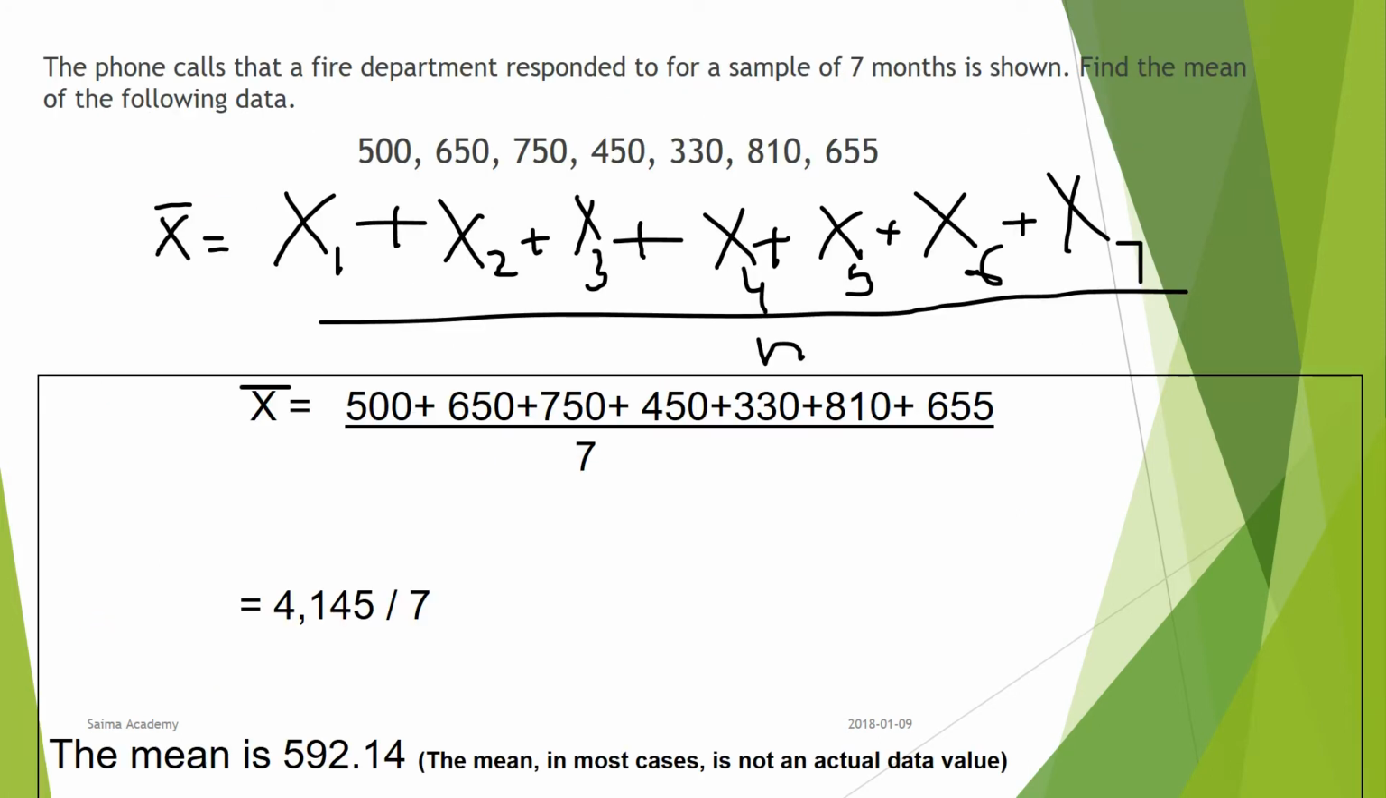Okay, now suppose this is the example. The phone calls that the fire department responded to for a sample of 7. See, in this case, it is a sample. This is not the population.